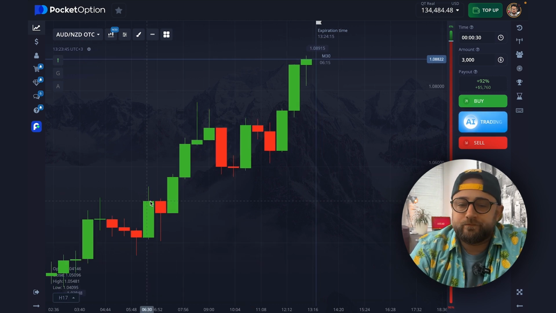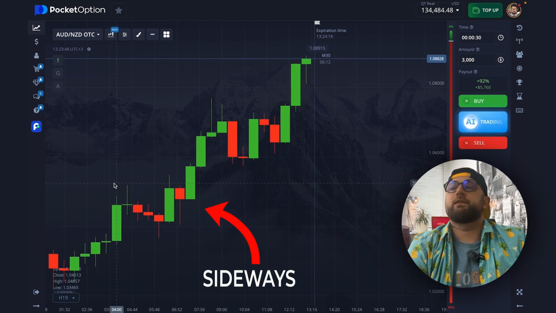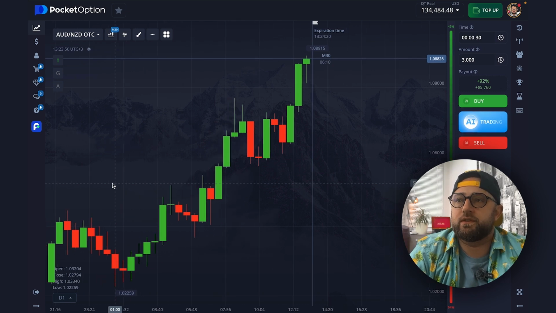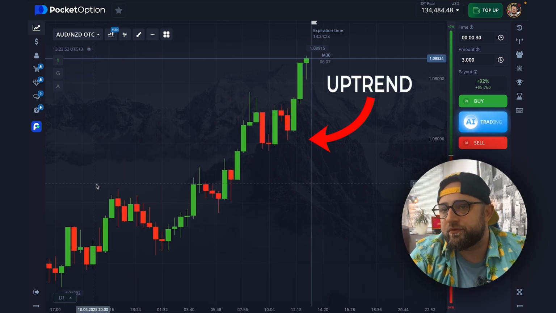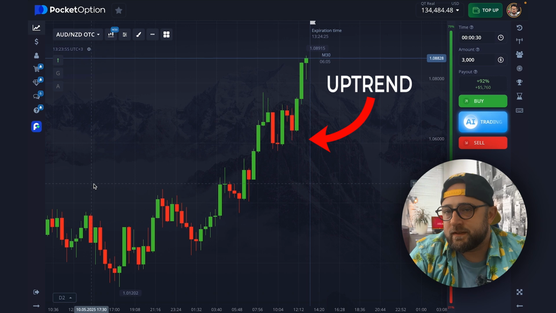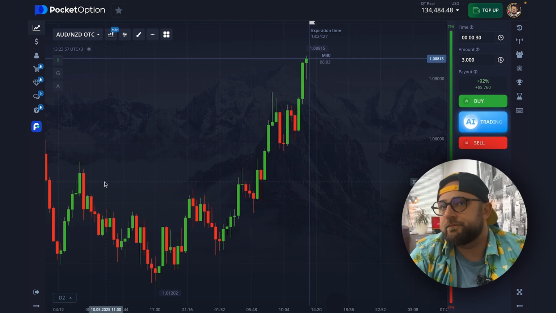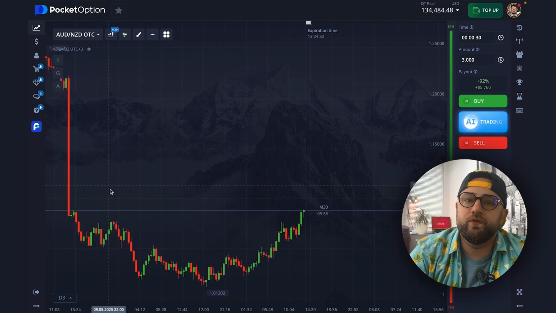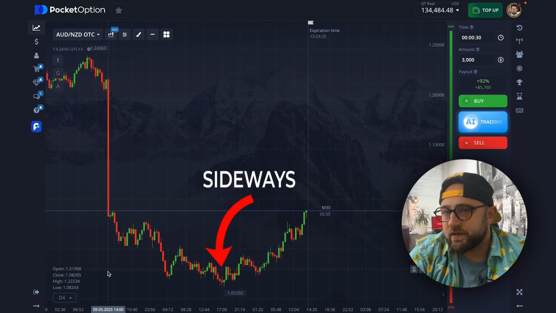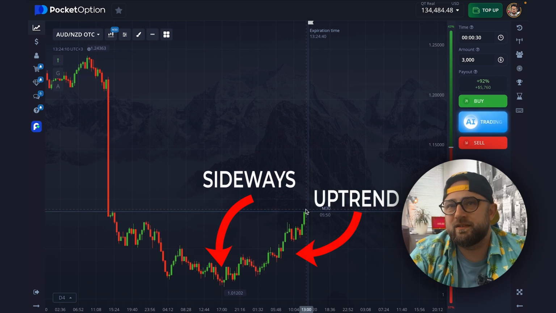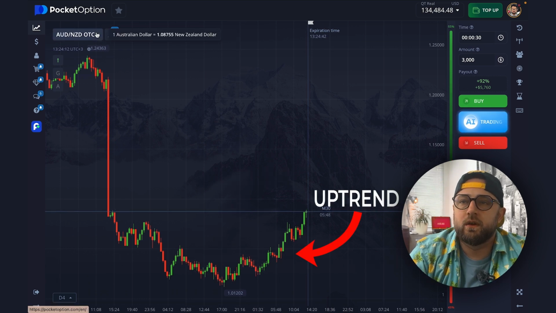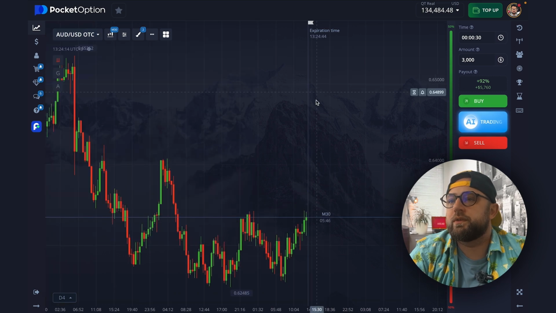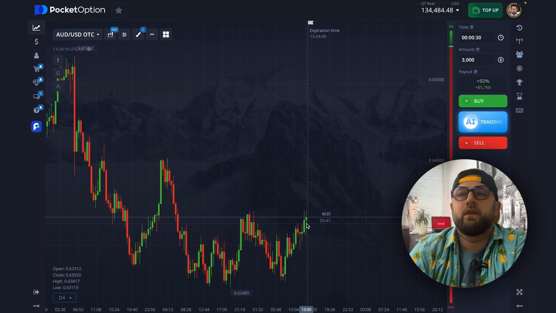Right now I see a sideways zone here, but actually I can also see this kind of uptrend. Here we can see the sideways on M30. We're looking at Australian dollar, New Zealand dollar. Here it looks more like a sideways going uptrend. Let's find something more clear. Yeah, that's interesting. Kind of new uptrend.